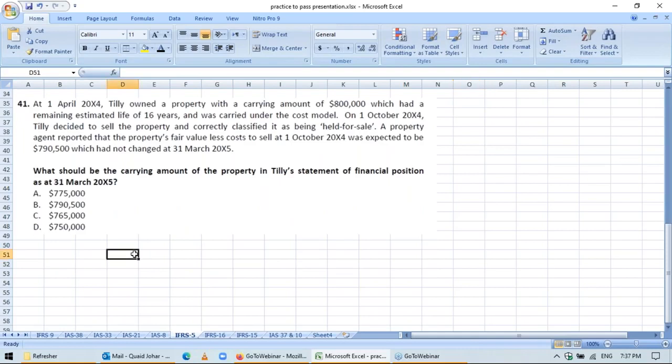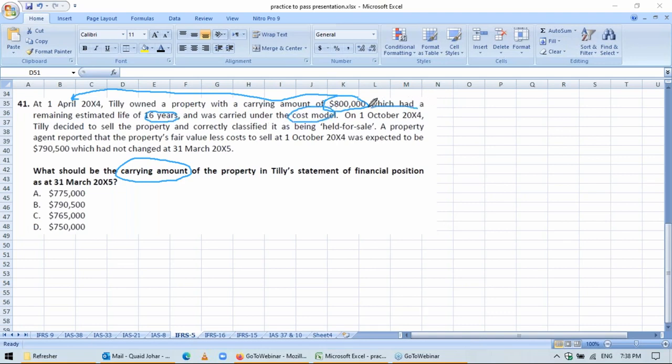So about 41, please go through it. What should be the carrying amount of the property? Again, the same rule will be applied. First April, the carrying amount was 800,000, with an estimated life of 16 years. It was carried under the cost model.